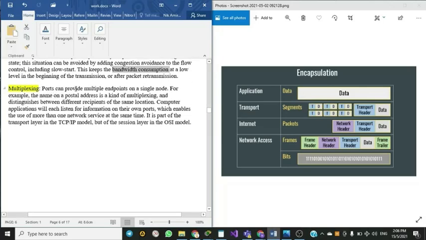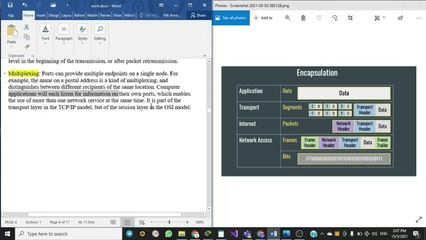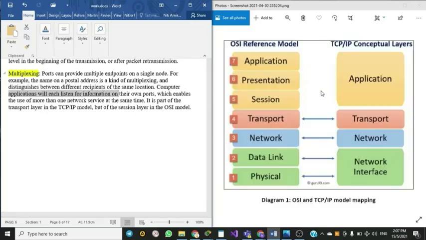Multiplexing. Ports can provide multiple endpoints on a single node. For example, the name on a postal address is a kind of multiplexing, distinguishing between different recipients at the same location. Computer applications will each listen for information on their own port, which enables the use of more than one network service at a time. It is part of the transport layer in the TCP/IP model, but the fourth layer in the OSI model.